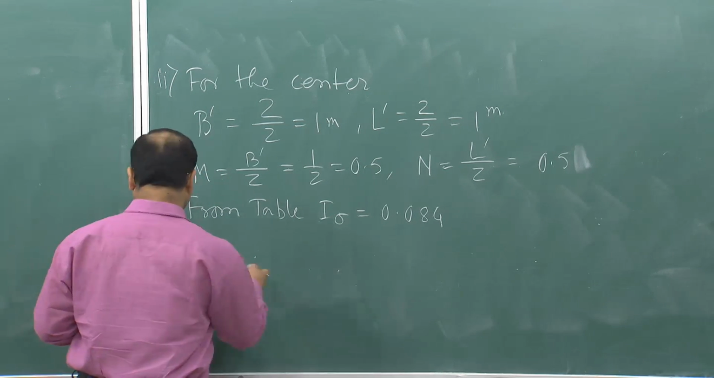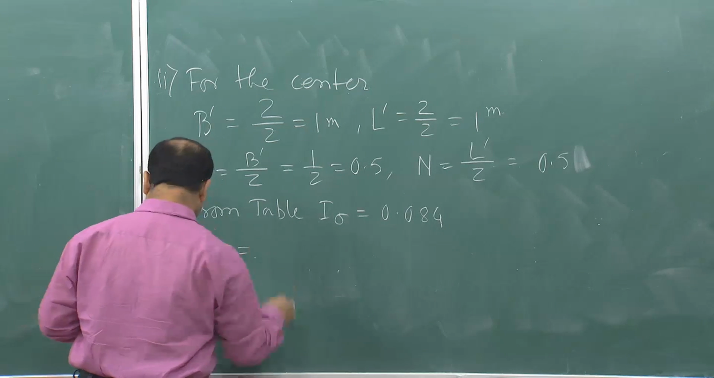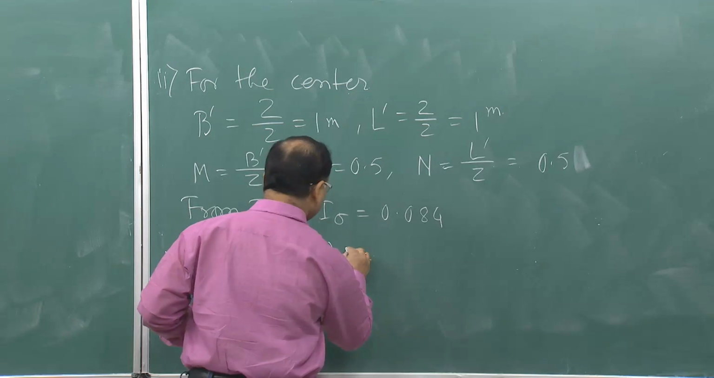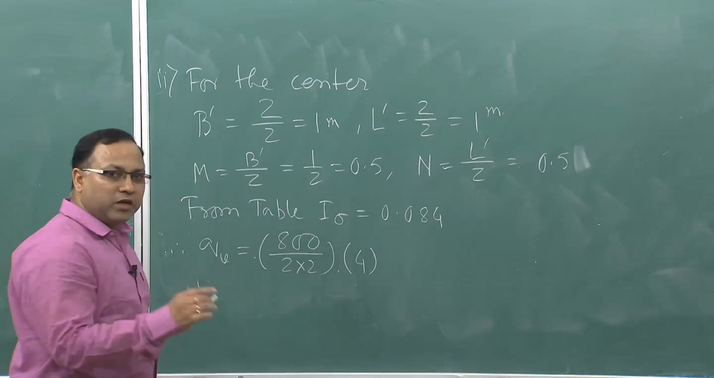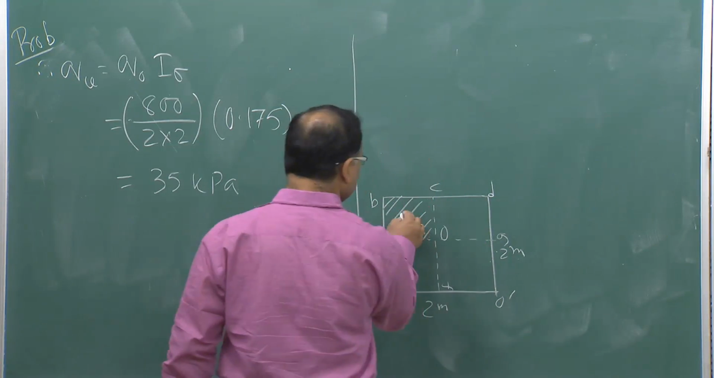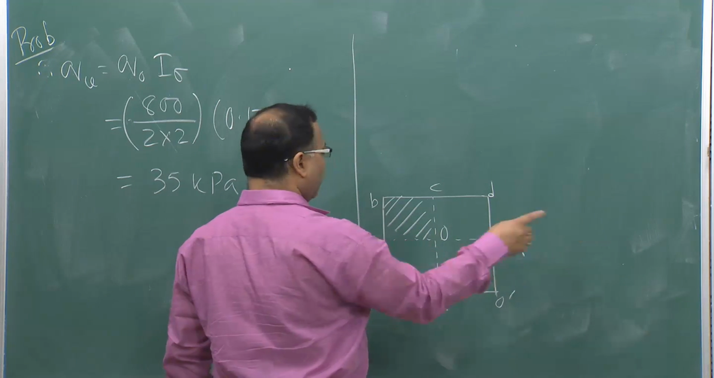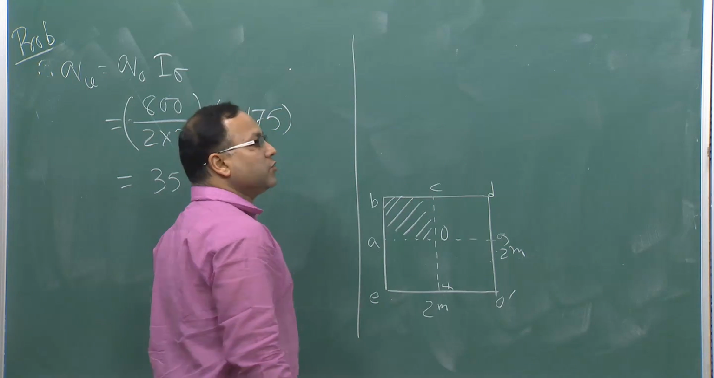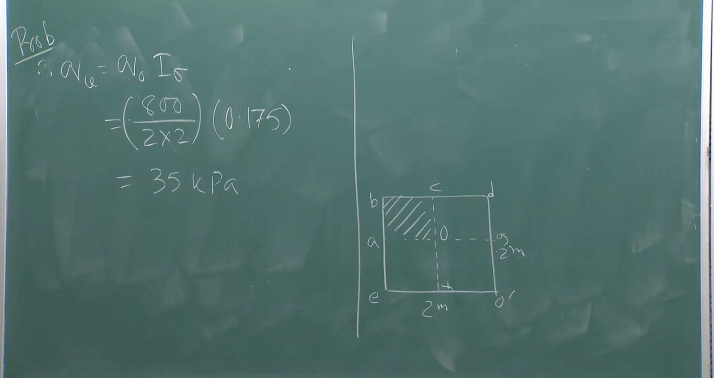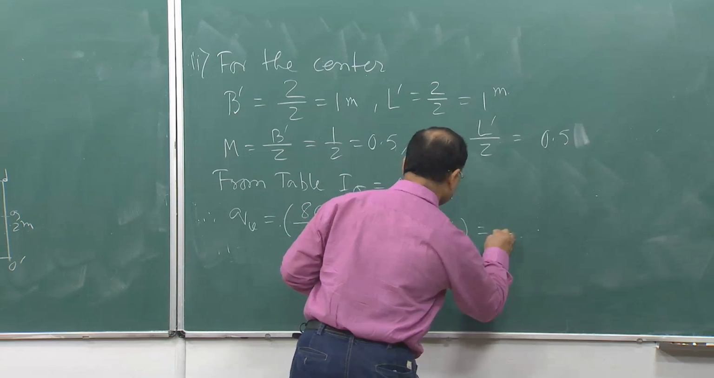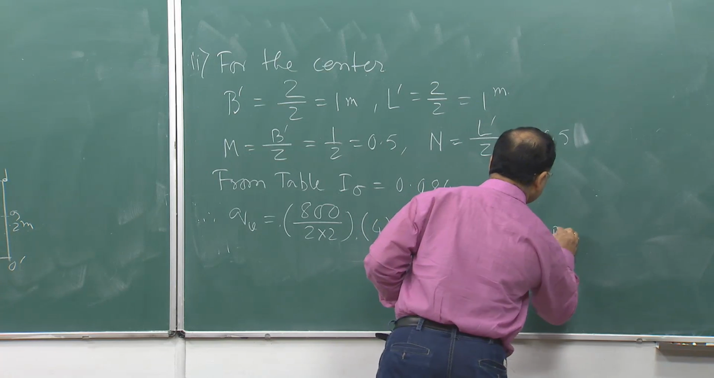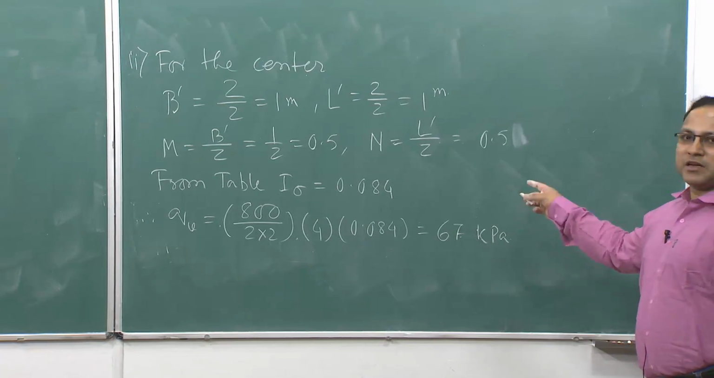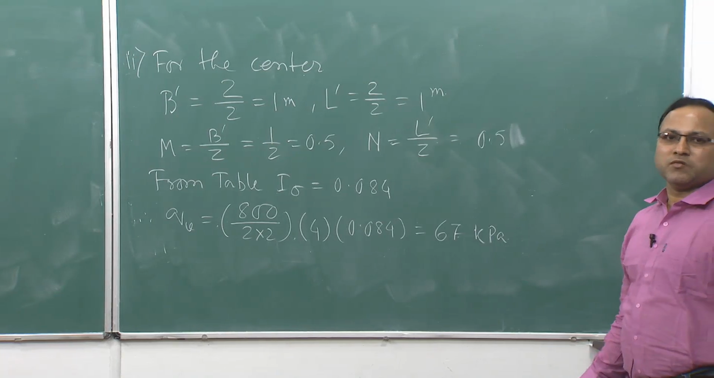Okay. So from this I can find out QV is equal to, pressure will be remaining same, into 4. So 4 times you have to multiply to get the total, because this is the pressure. If I do not multiply 4, then I will be getting the pressure due to this area only, but I have all the 4 areas, right. So I have to multiply with 4. So 4 into 0.084, that gives me 67 kPa. Significant increase of pressure. That means you are getting higher pressure at the center than the corner, which is quite obvious, right.